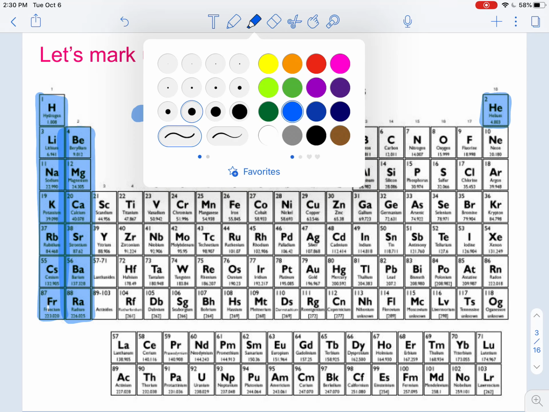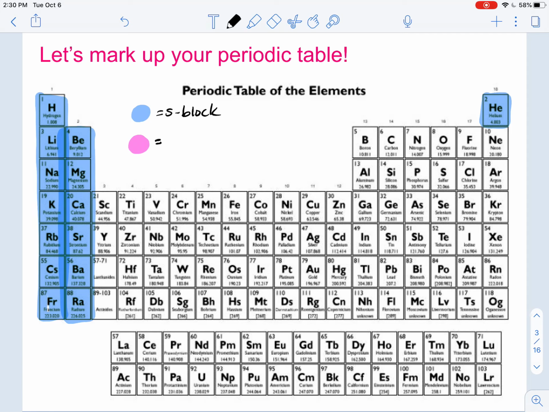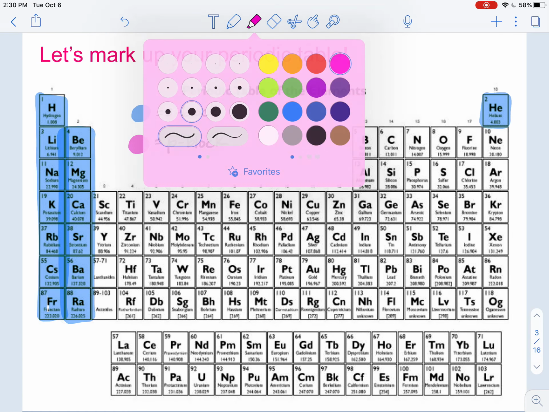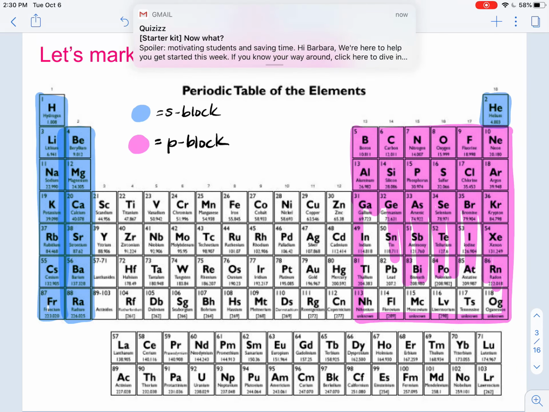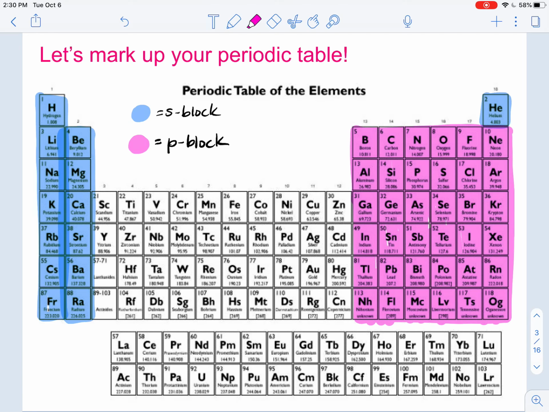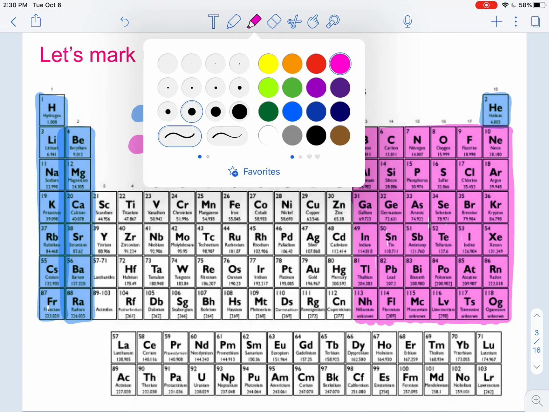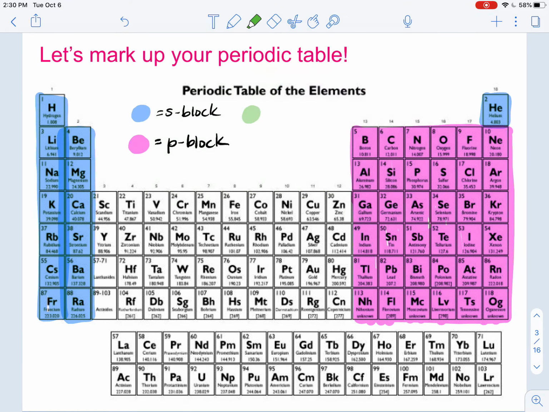Next we had our P block elements. All these guys over here are P block elements. All right, then all of these.